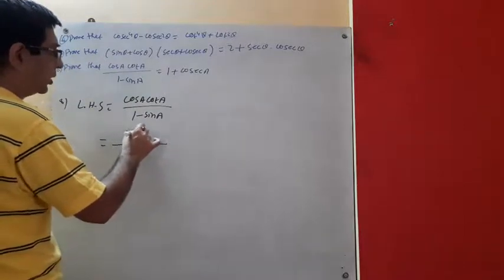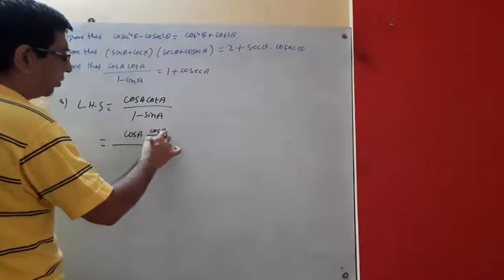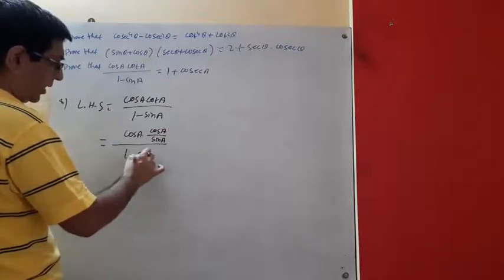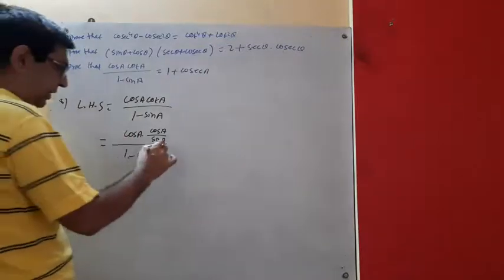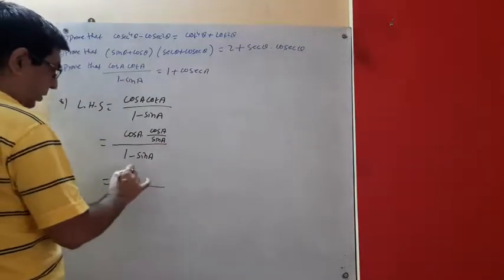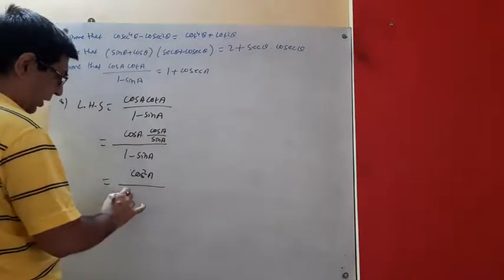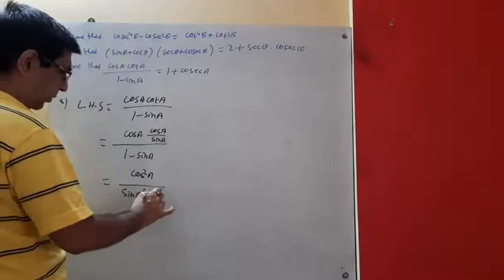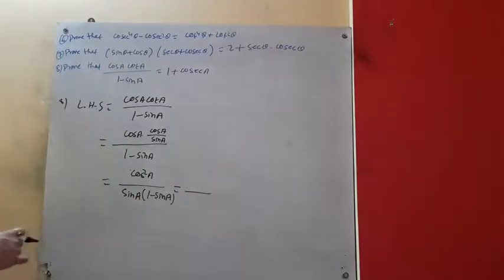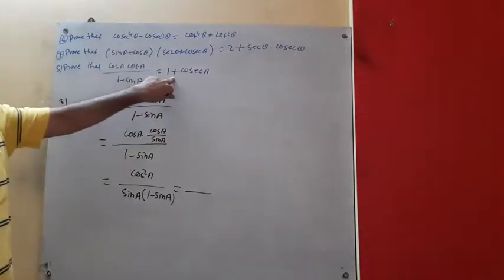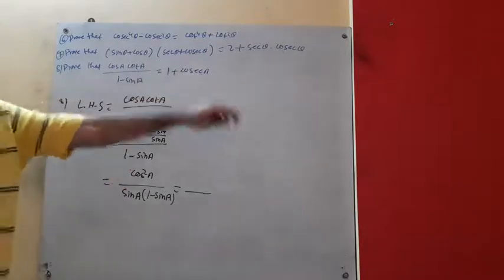So cos A means nothing, cos A. What is cot A? Cos A by sin A, right? This is 1 minus sin A. So what we are getting? No, nothing is cancelled here. So we are getting, this is cos square A, because cos A into cos A, cos square, this sin A will come here, and this is 1 minus sin A, right? Look, now what will I do? We have to prove 1 plus cosec A. There is no 1 by sin A is cosec A, but 1 plus cosec A is there.